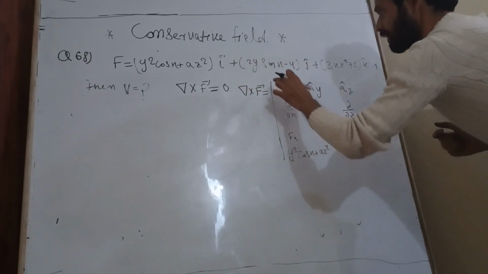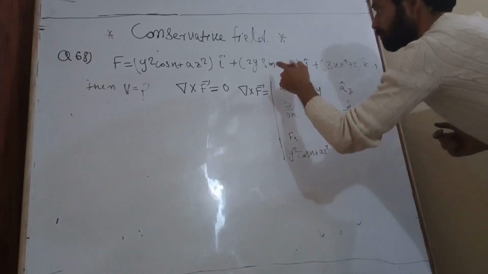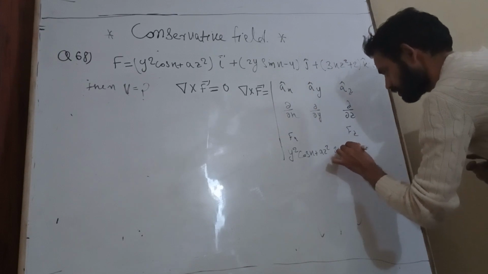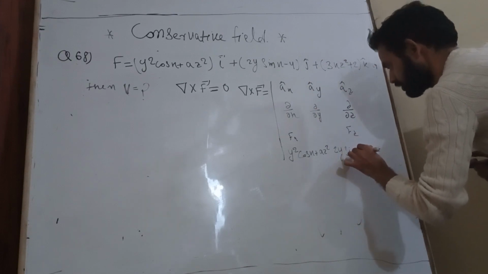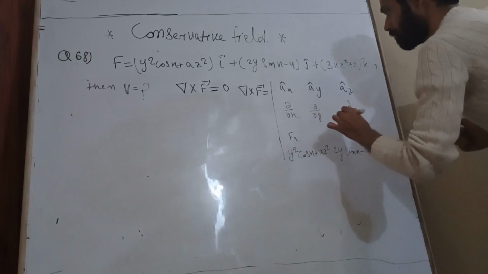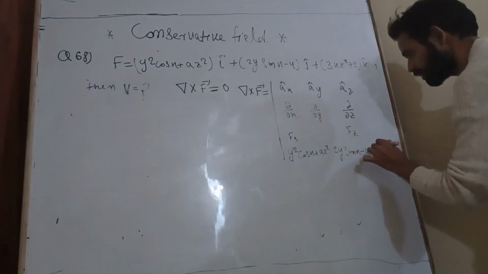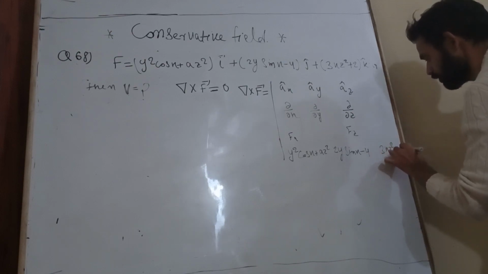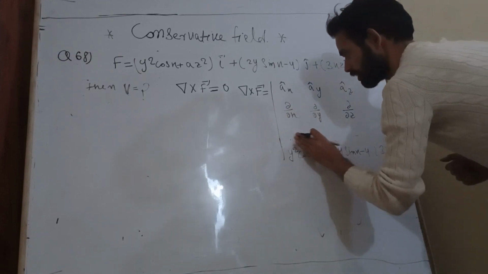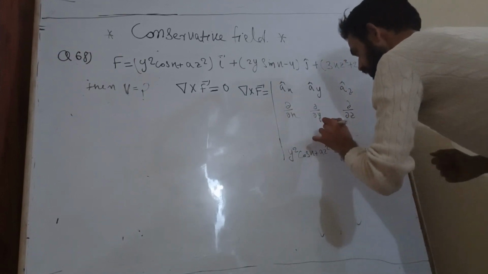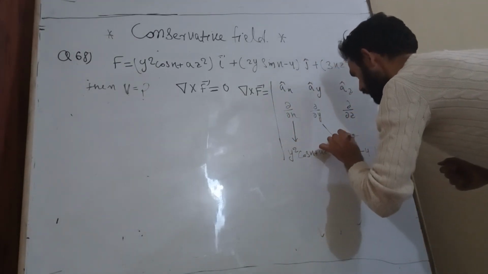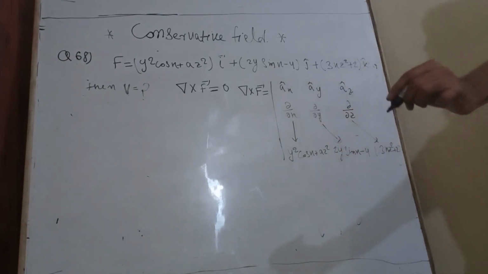And what is Fy? Fy is nothing but 2y sin x minus 4. And what is Fz? This is 3x z square plus 2. So let me write this here properly. This is dou by dou x, dou by dou y, and this is dou by dou z.